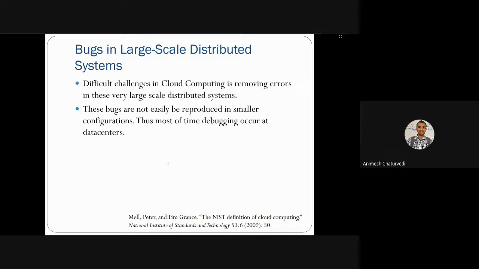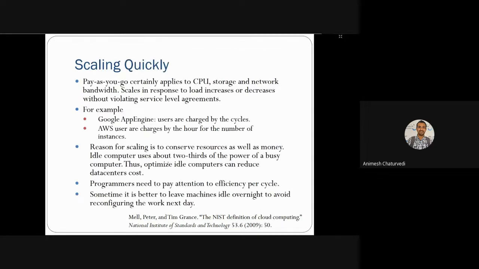So these are the challenges of bugs in the large scale distributed system. Then quickly scaling. What does it mean by scaling quickly? It means pay as you go model. Suddenly your customers are increasing, so certainly you need to use more CPU, storage, and network bandwidth. So your cloud computing company should be capable enough to provide quick scalability.